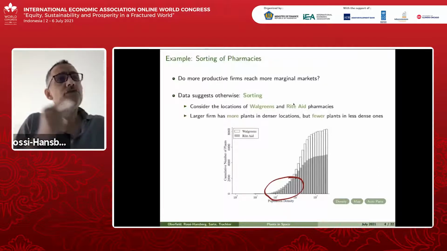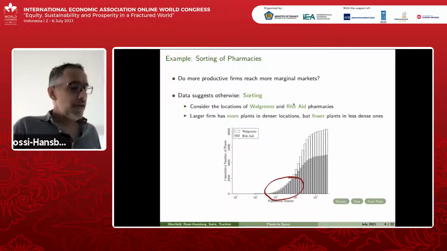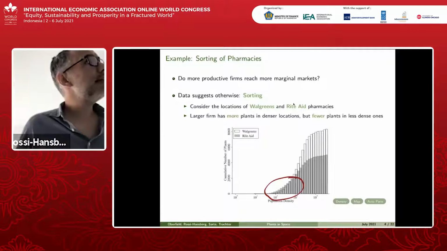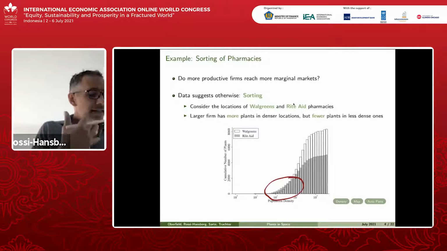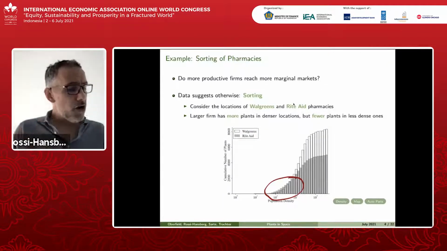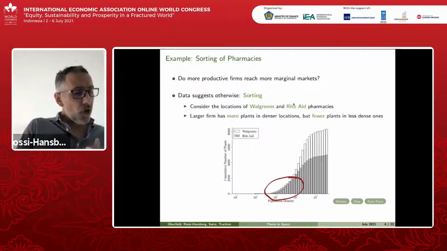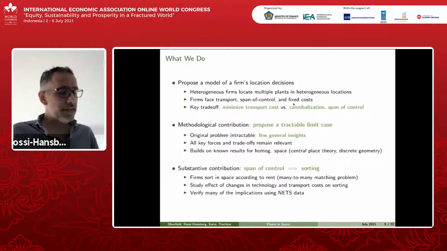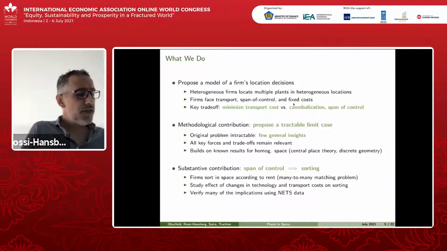So these two firms are sorting on where to put their plants. The more productive one is putting more plants in the higher density places, and the less productive one seems to be putting more plants in the low density places. And so that's a way of organizing the location of these firms that involves sorting. They are sorting across space. And so we want to try to understand these types of patterns and build a theory to understand these patterns. So what do we do in the paper?